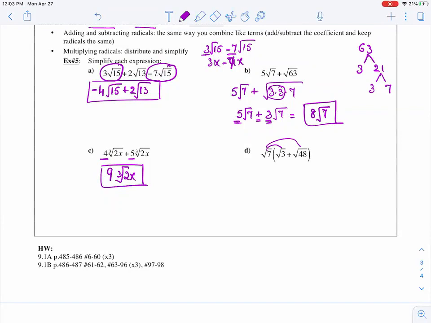So radical 7, inside it's radical 3 plus radical 48. So we are going to simplify this.